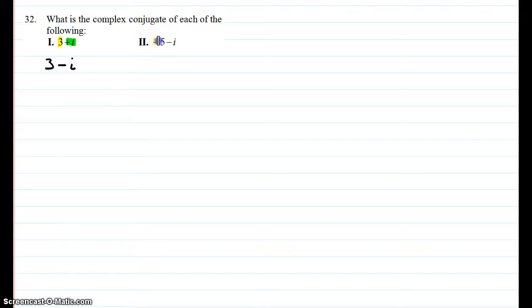Here, the negative 5, the real part stays the same, and the imaginary part, just take the opposite. So it would stay negative 5, and the opposite of a negative I would be plus I. So let's add one more example.